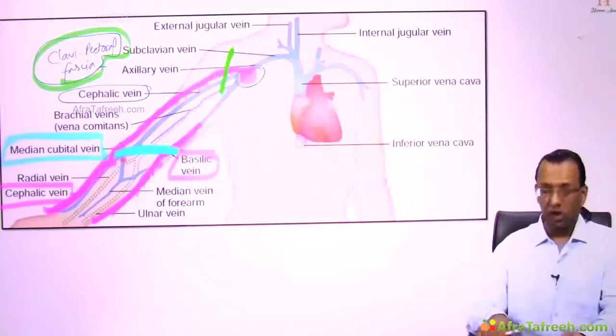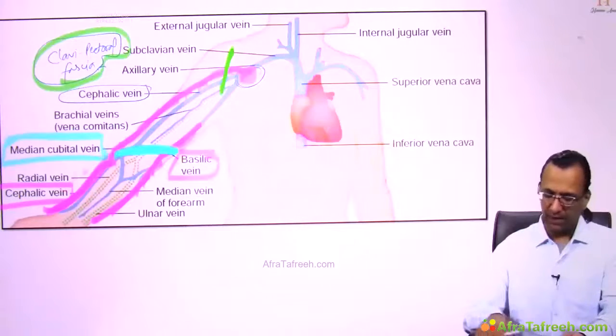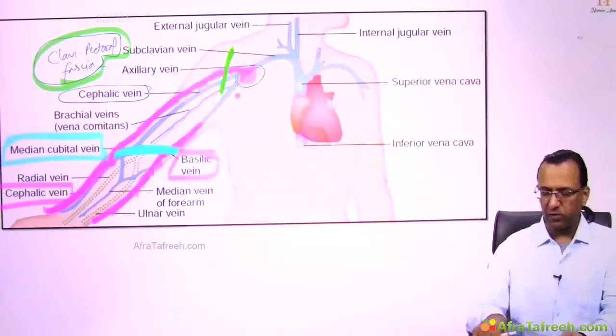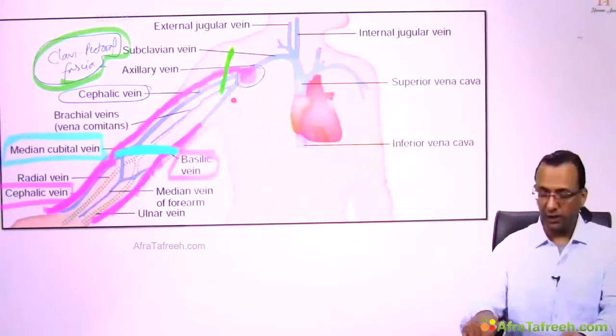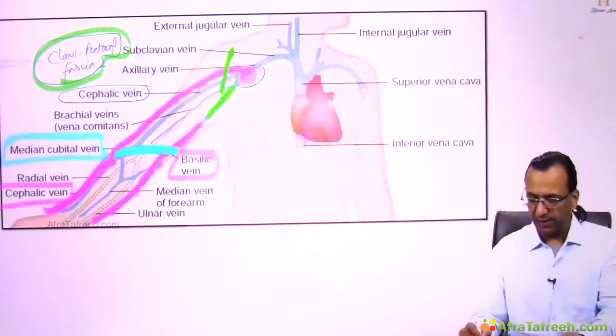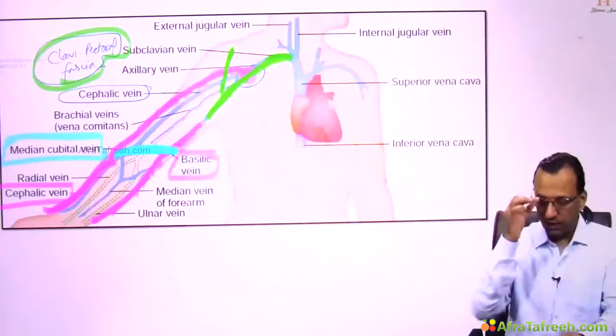These are all three superficial veins. Who are the three superficial veins? They are the median cubital vein, the cephalic vein and the basilic vein. And the basilic vein will continue as the axillary vein. Yes, and the axillary vein then continues as the subclavian vein. So this is the diagram which we are supposed to draw.